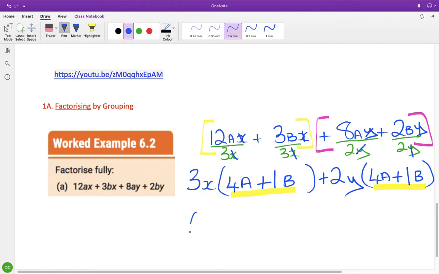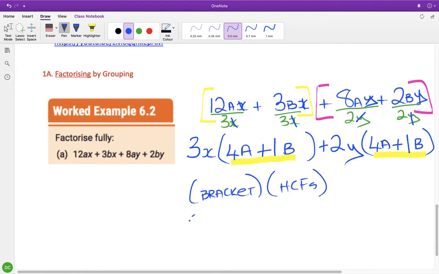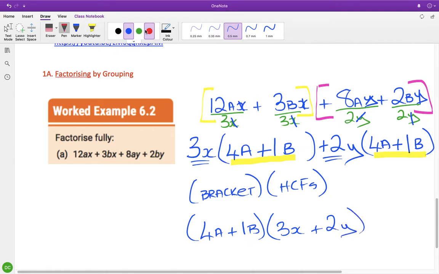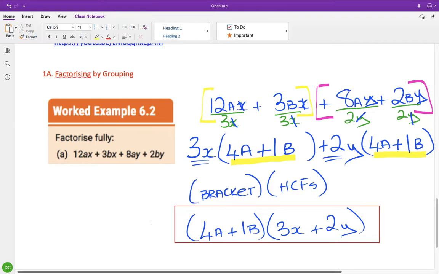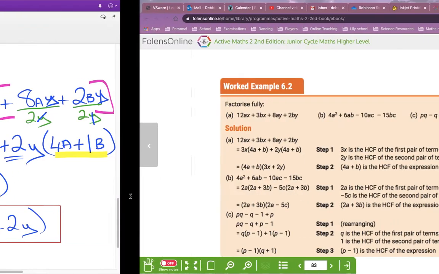So what you do is you write down the brackets, and then you write down the highest common factors. Okay? So first I write down that matching bracket, which is 4a plus 1b. And then I write down the highest common factors, which was 3x and plus 2y. Okay? And that there is your answer. Okay? Try another one.